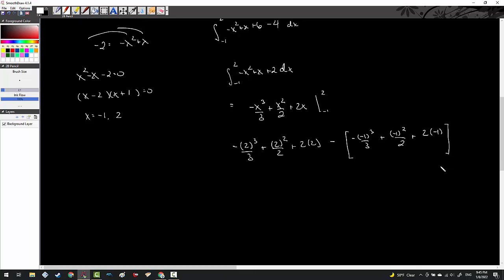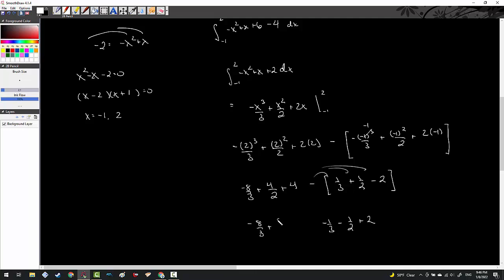So let's just take this nice and slow and make sure that we are evaluating this correctly. This is going to be negative 8 thirds plus 4 over 2 plus 4. This guy here is going to become negative 1/3 but positive, so I'll go positive 1/3 here. This guy is going to go plus 1/2 and then minus 2. Now I'm going to distribute the negative in, and I get negative 1/3 minus 1/2 plus 2. And notice I haven't gotten any common denominators yet.